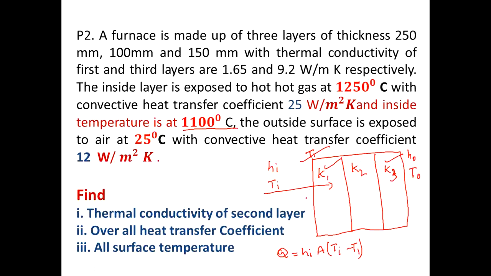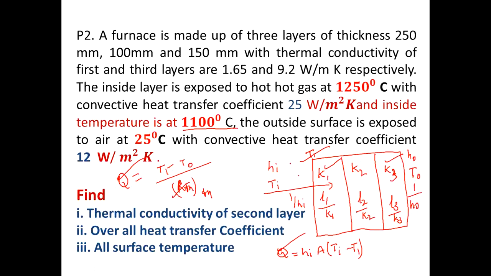If you find this value, then it is very easy for you to find the heat transfer in this equation: Ti minus T0 divided by R, the total thermal resistance. The R thermal resistance, you know Q from this equation. For R thermal resistance you have to find L1 by K1, L2 by K2, L3 by K3. This is supposed to be 1 by HI, and this is 1 divided by H0. Why is A not there? A value is not given. That's why you consider A equal to 1 meter square. Therefore, you have all the thermal resistances.